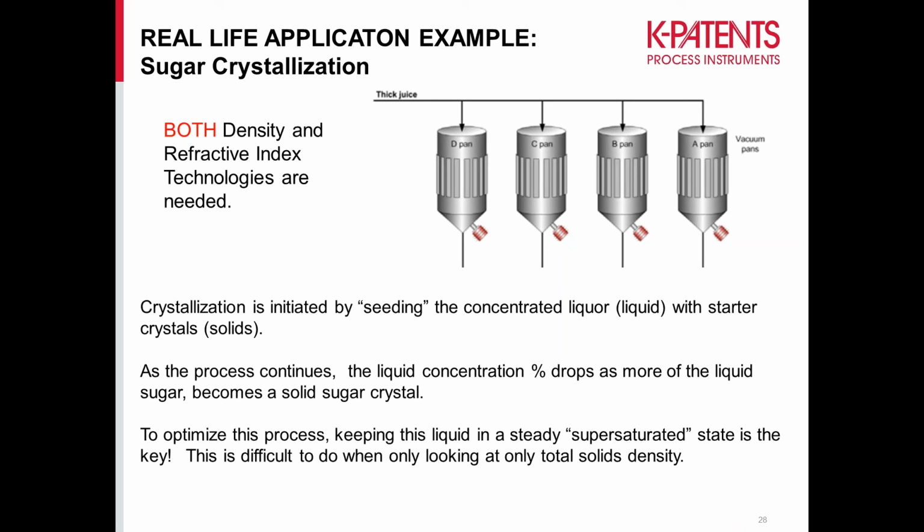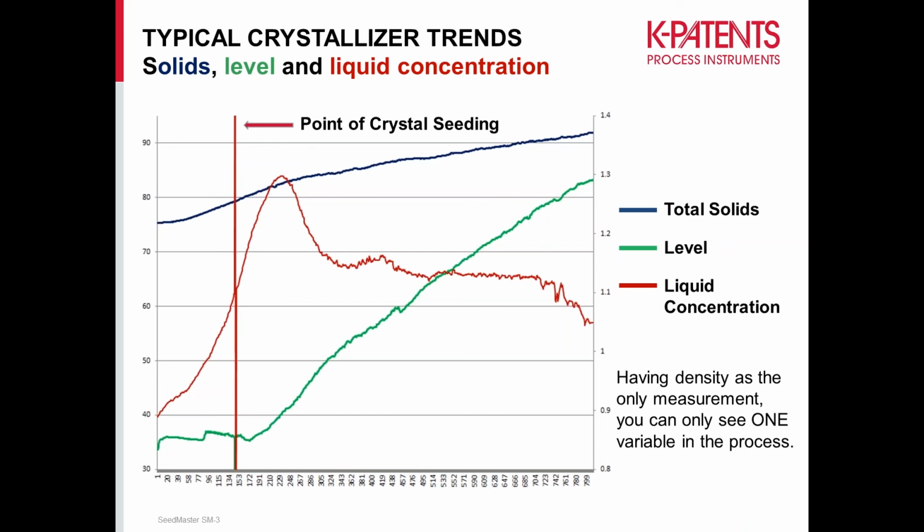So let me show you this graph here, and it kind of illustrates what I'm saying. The blue line represents total solids coming from a Coriolis, or even any kind of density measurement like a microwave technology. And the green line is the level within that vessel itself. So what happens at this vertical line here is the point of your crystal seeding. As this total solids, or concentration of your liquid material, goes up and the seeding process begins, what you'll see is just a rise of the density of this liquid material. However, this red line here can specifically show you that liquid concentration only.